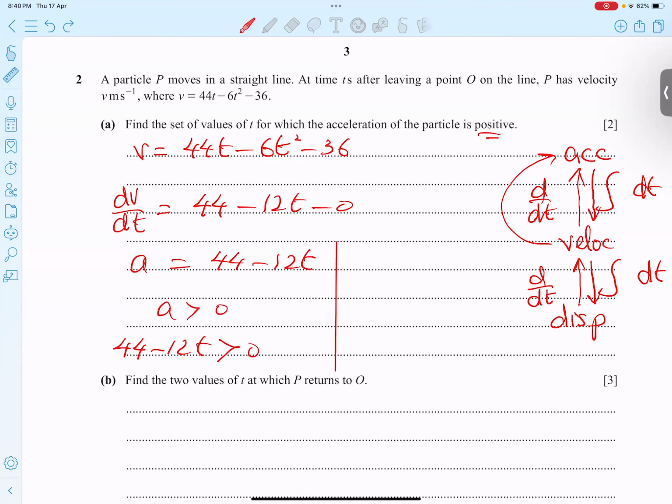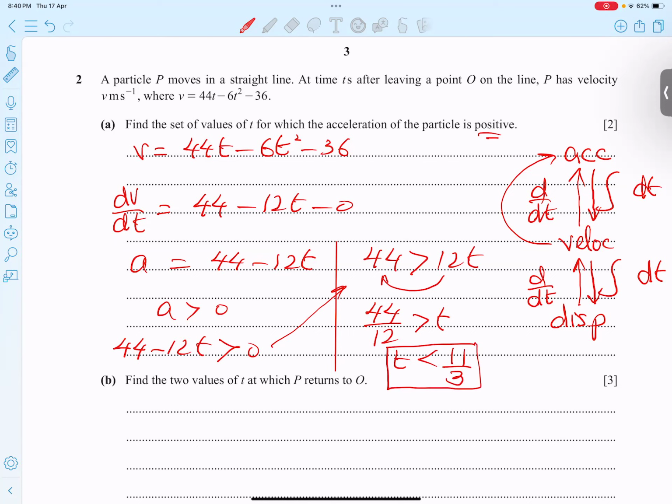So have a look here carefully. I'll bring 44 over, and 12t goes to the other side. When I divide 44 by 12, I get 11 over 3, and t is less than 11 over 3. This is my required answer. He said set of values, and we can say starting from 0, because time is never negative. You can write it this way or that way.